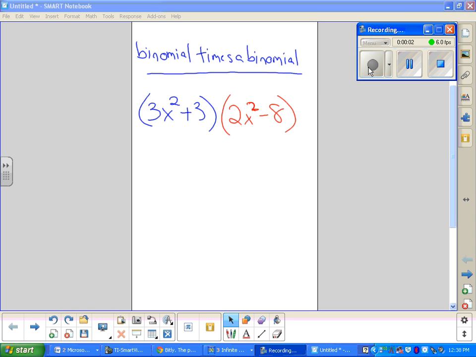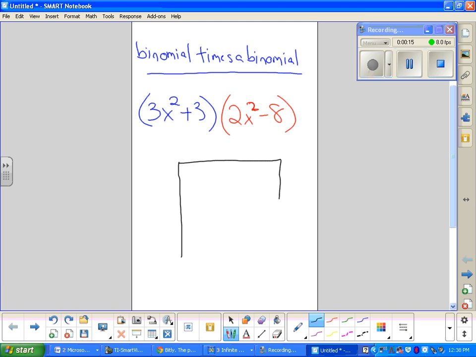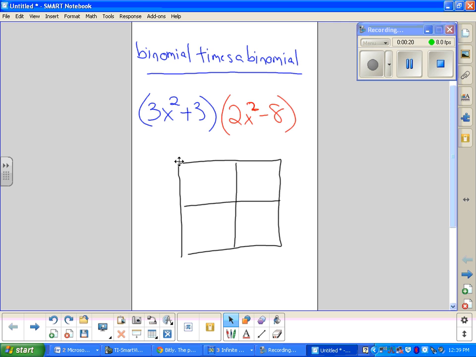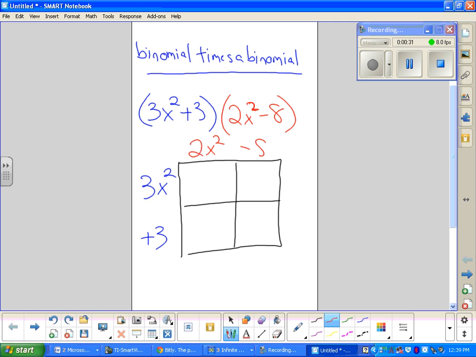My sixth example for multiplying binomials by binomials is (3x² + 3)(2x² − 8). I'm still multiplying two terms by two terms, so I'm going to make a box that's 2 across and 2 down. Going vertically, I'm going to put 3x² and plus 3, and going across horizontally, 2x² and minus 8. All right, let's start with the blue ones.